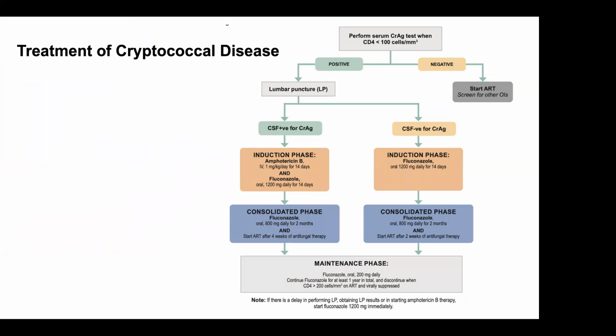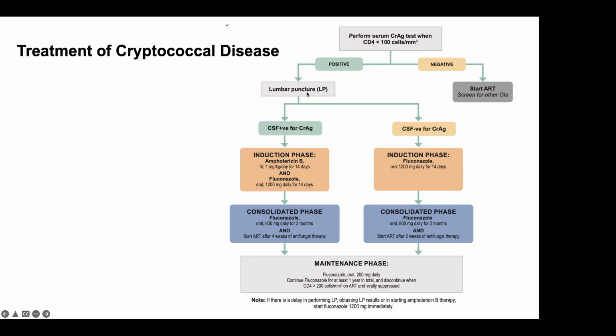And here is the algorithm as we near the end. It says, for all HIV positive patients with a low CD4 count, perform a crack antigen test. That's where it starts. If the test is negative, we don't have issues. You can start ARVs, there are no problems. If the test is positive, all those with a positive crack must be referred for a lumbar puncture, whether they have symptoms of meningitis or not.